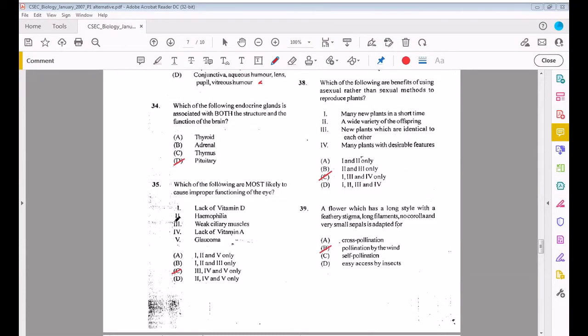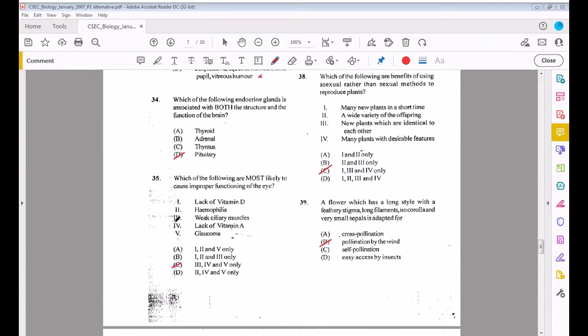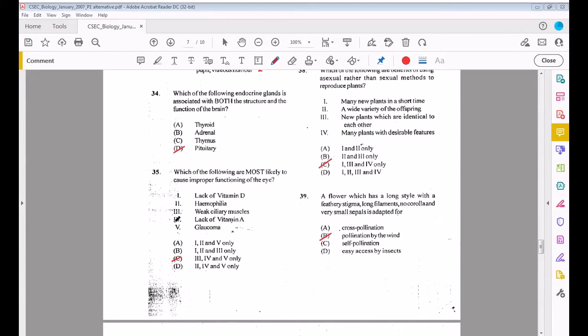34. Which of the following endocrine glands is associated with both the structure and function of the brain? D. The pituitary gland. 35. Which of the following are most likely to cause improper functioning of the eyes? The answer is C, which is weak ciliary muscles, lack of vitamin A, and glaucoma.